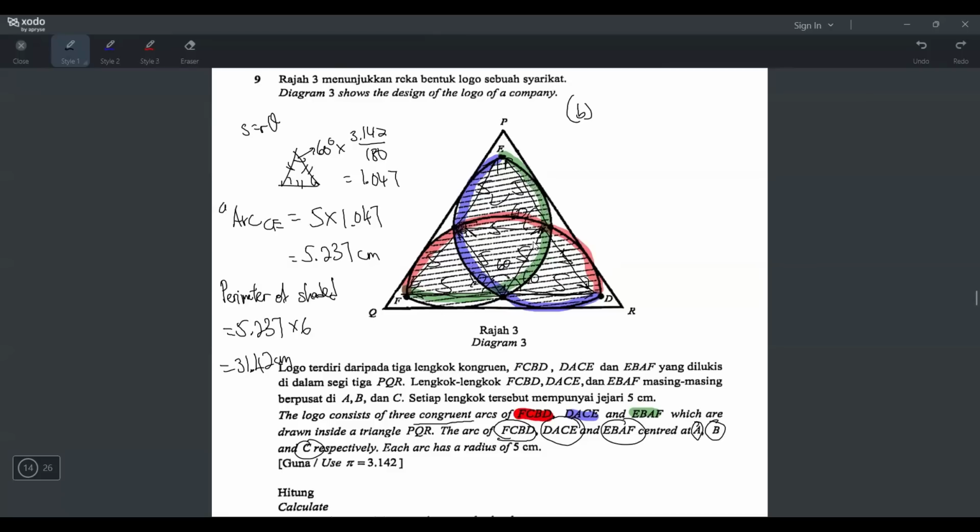Okay, the area of the triangle is very easy to find, because for this big triangle, you already have the length. From here to here is 5 plus 5, which is 10 cm. Here also 5, 5, 10. And then here is 60, right? So you can use the formula 1 over 2 ab sine C to find the area of this triangle.